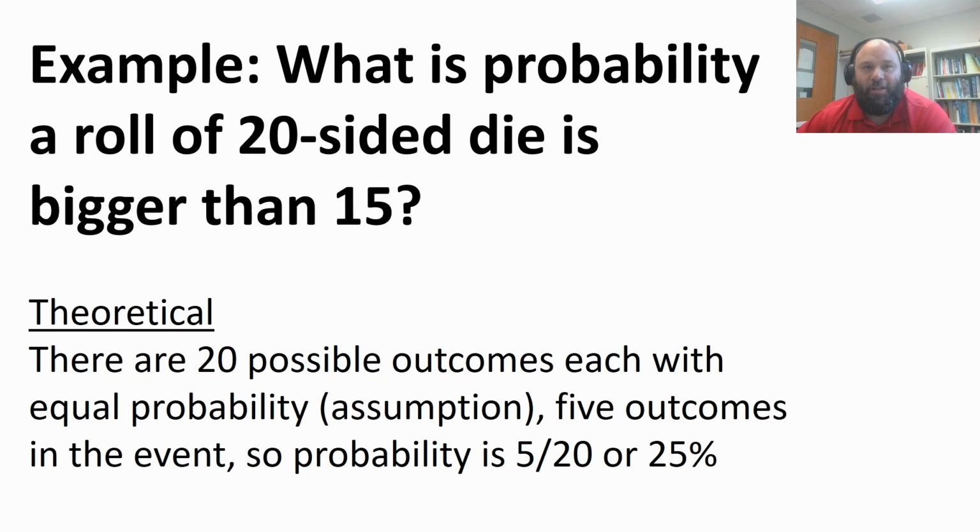The theoretical probability is based on having 20 possible outcomes, 1 through 20, and the assumption is that each outcome has an equal probability. The event, rolling something bigger than a 15, so that's a 16, 17, 18, 19, or 20, has 5 outcomes. 5 outcomes out of 20 outcomes, each equally likely, gives you a theoretical probability of 25%, 5 out of 20. Now, if that assumption isn't true, then it's a loaded die, and that gets into interesting questions as well. But let's hold off on that.